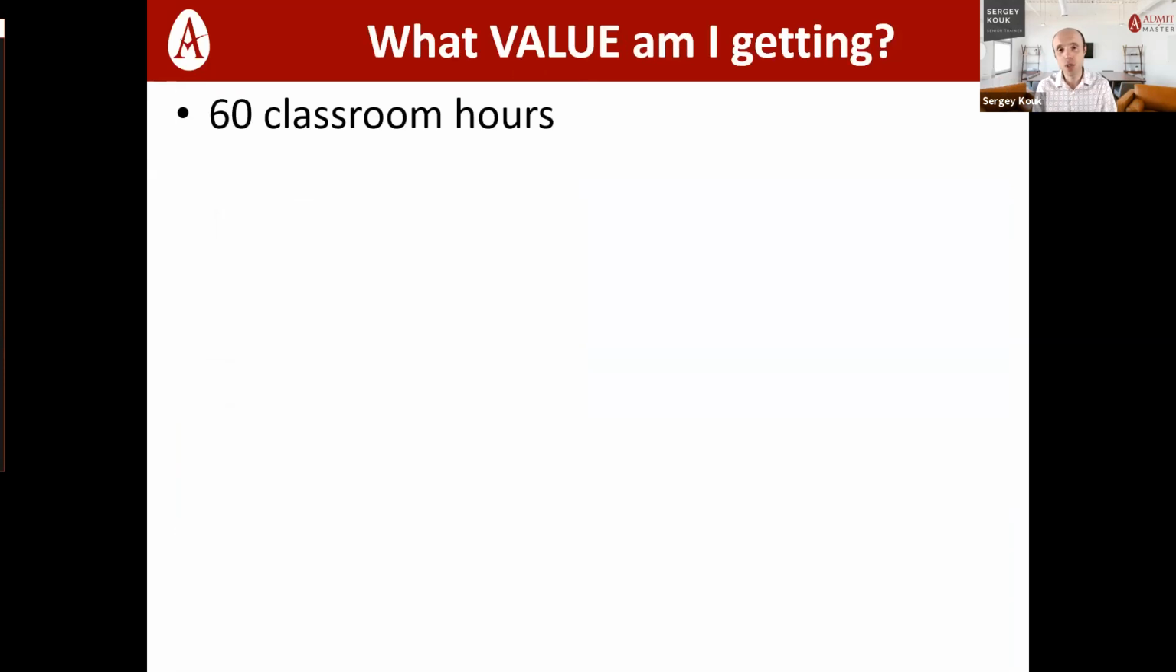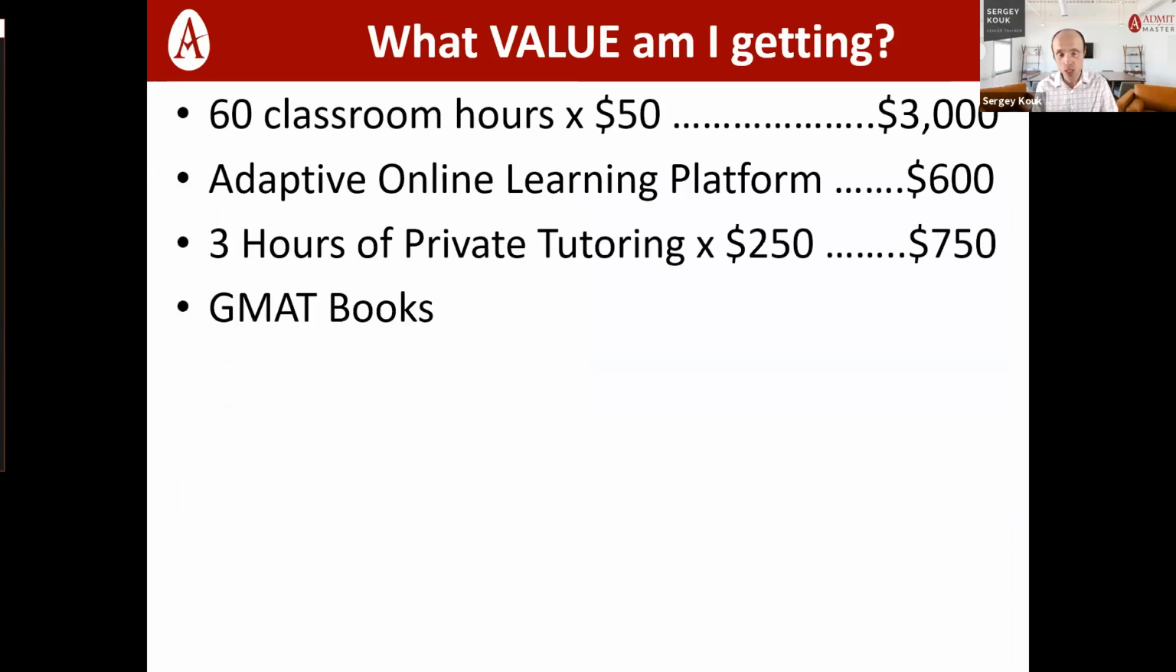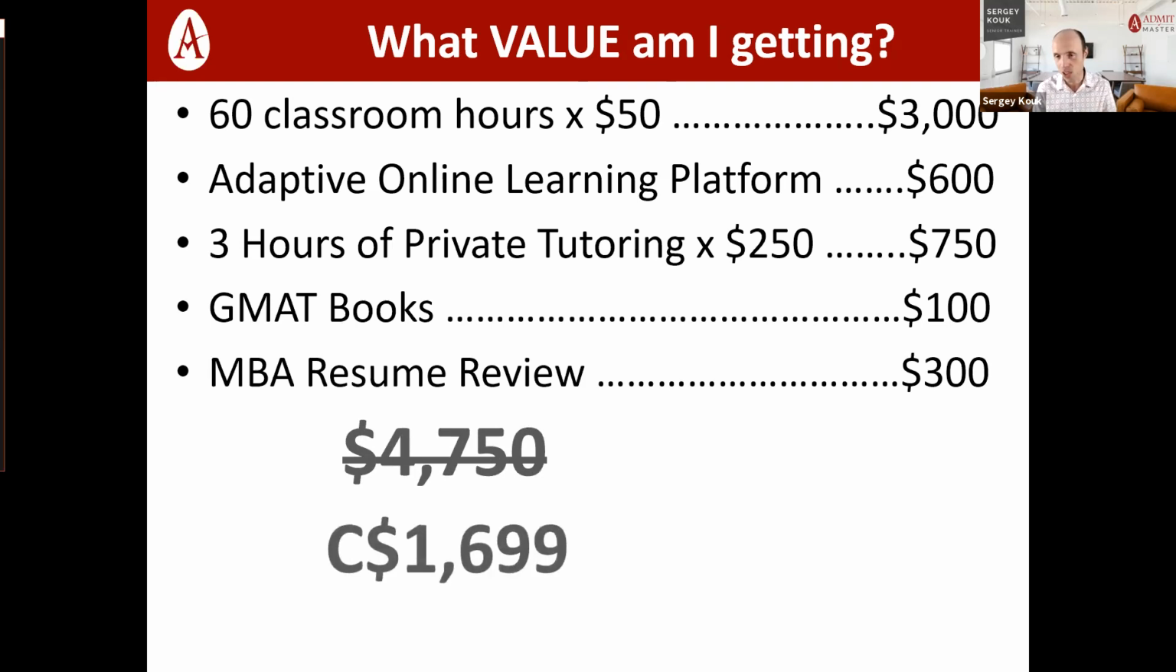So there are a lot of things included. In fact, if you were to do any sort of comparison shopping, you would probably notice that for the number of hours you get in class, for the additional study resources and private tutoring that's included as a part of the course, you don't pay extra for this. GMAT books, and we even will give you some help with your MBA application. We'll review your resume, we'll give you feedback. So all of that's like $5,000.